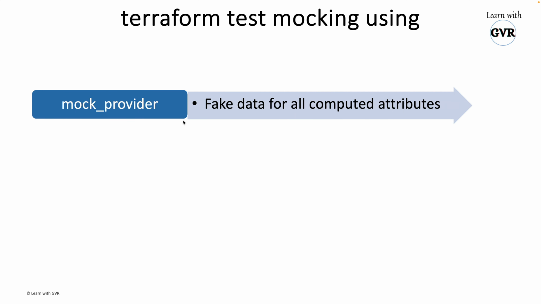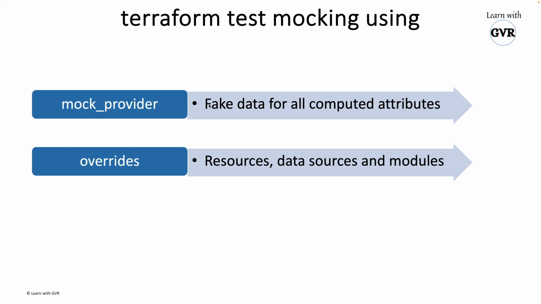Here the mock provider is the same as the original provider, but it doesn't call any API, and it produces fake data for all computed attributes. That's something to remember. And there is another one called overrides. So by using the mocking feature, you can leverage two different things: mock provider and overrides. What are overrides? We will see in detail, but in short, resources, data sources, modules, you can override them, you can fake them. So we will see in the upcoming slides. These are the two types of Terraform test mocking.